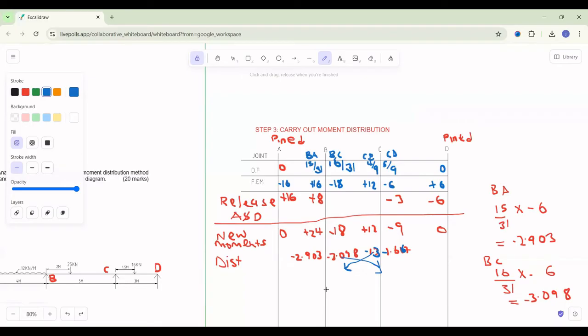So if you do that, this will be negative 0.67, right? And this one will be negative 1.54.